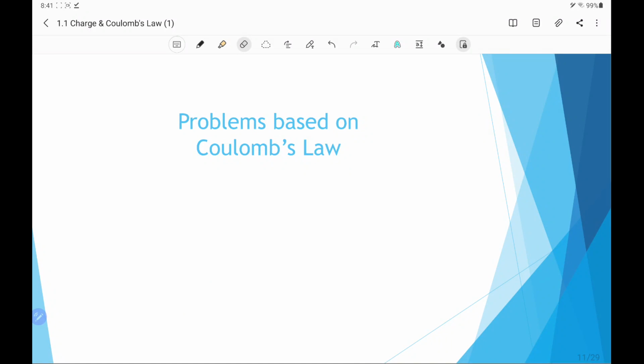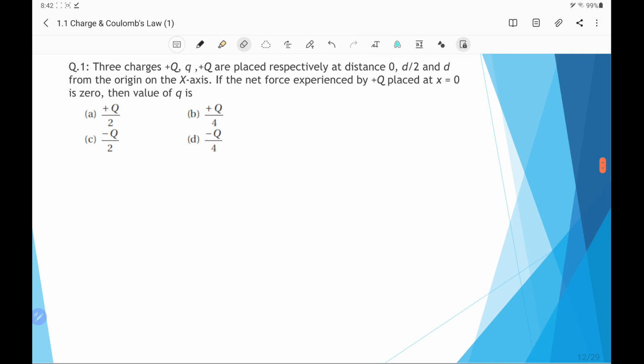Let's do some problems based on Coulomb's law. First question: there are three charges, plus q, small q, and plus q, at distances 0, d by 2, and d from the origin on the x-axis. So this is the x-axis and let O be the origin.